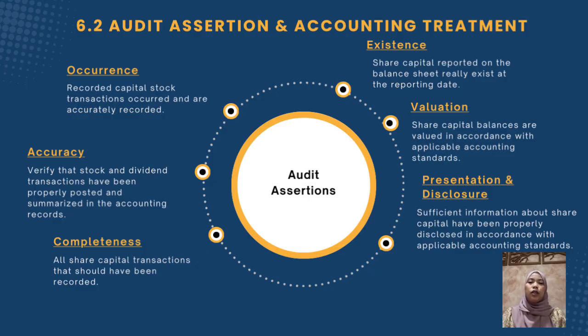Finally, presentation and disclosure ensures that all equity-related information is properly presented in the financial statements and adequately disclosed in the notes. This includes details such as number of shares issued, types of shares, dividend policies, and reserve movements so that users of financial statements can clearly understand the equity structure. Overall, these assumptions help auditors reduce the risk of misstatement and provide assurance that equity information is reliable and transparent.